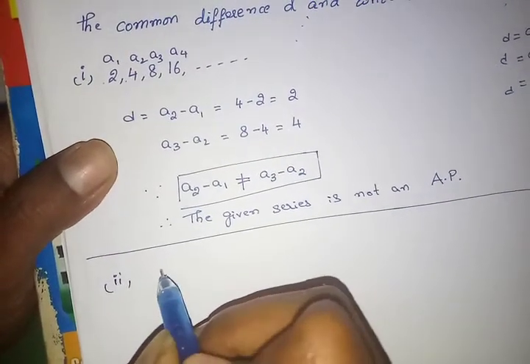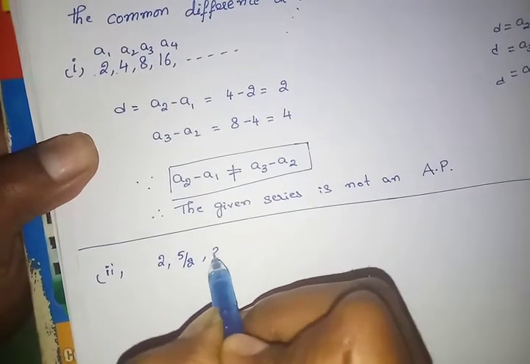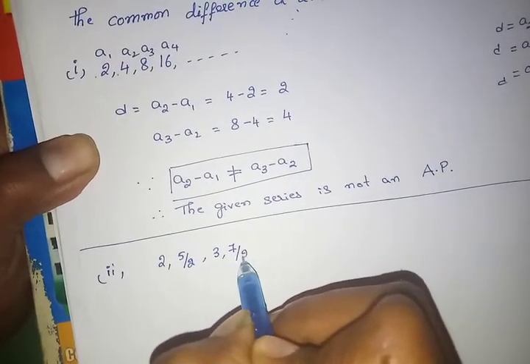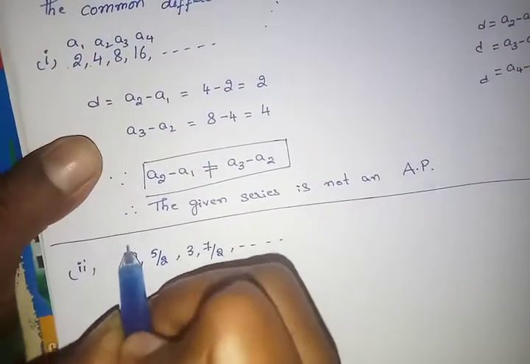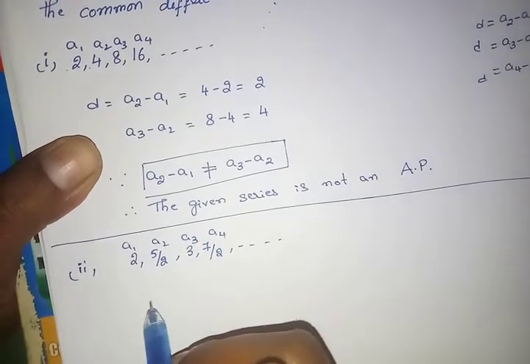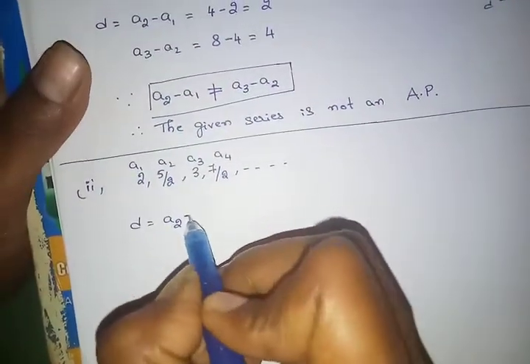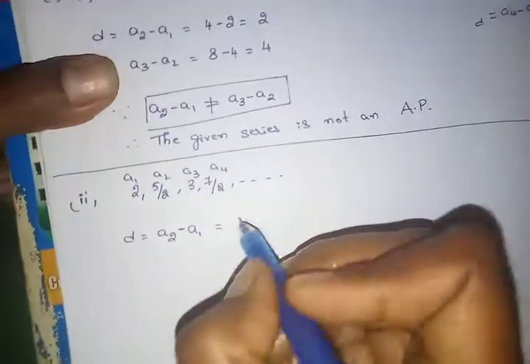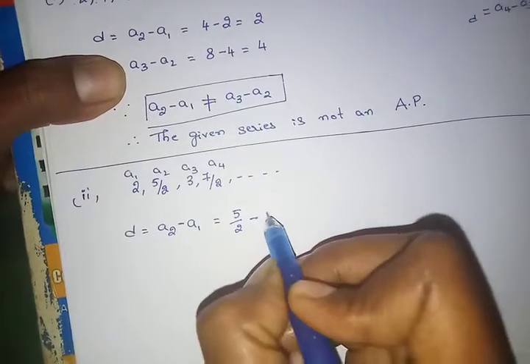See the question. What is the question? 2, 5 by 2, 3, 7 by 2, and so on. This is the question. Then what are the a1, a2, a3, a4 values? What do we have to check first? d equals a2 minus a1. First check a2 minus a1. What is the a2 value? 5 by 2 minus a1 value, 2.